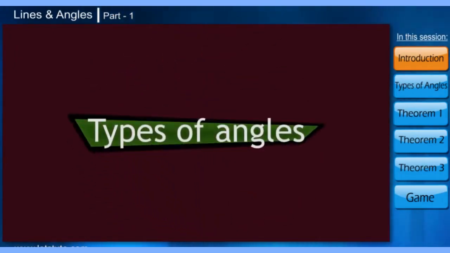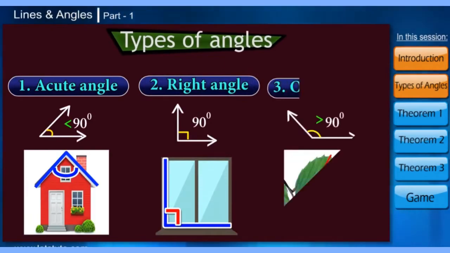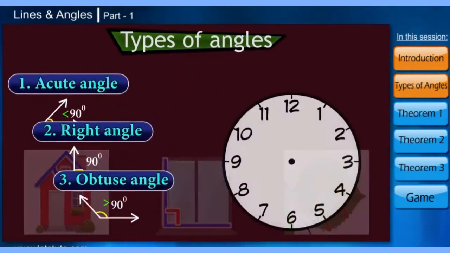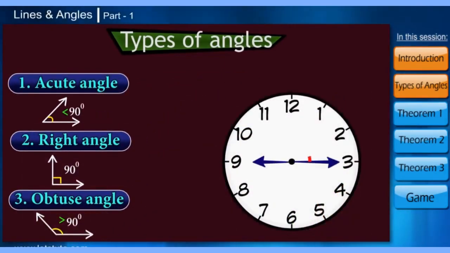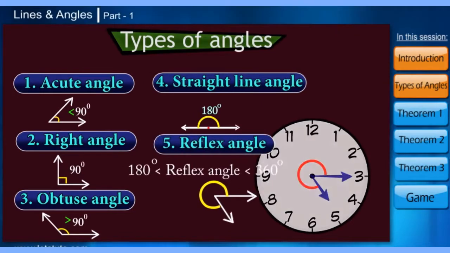Now we have a few basic types of angles like acute angle, right angle, obtuse angle. Even when we have a straight line, it forms an angle of 180 degrees. But ever wondered how to form an angle which is greater than 180 degrees and less than 360? Well, it is simple. These angles are called reflex angles.